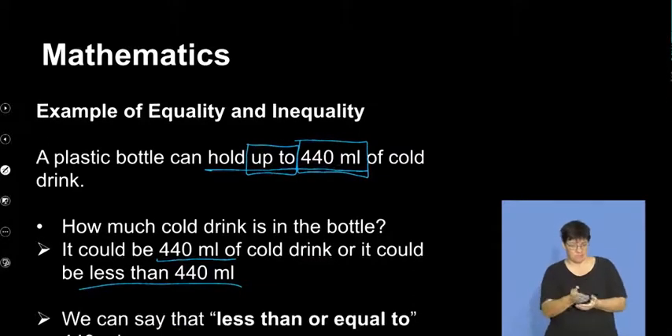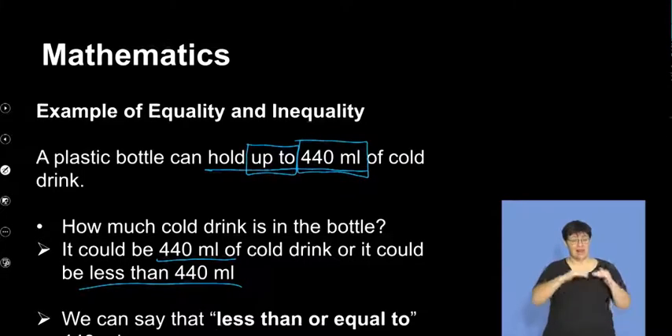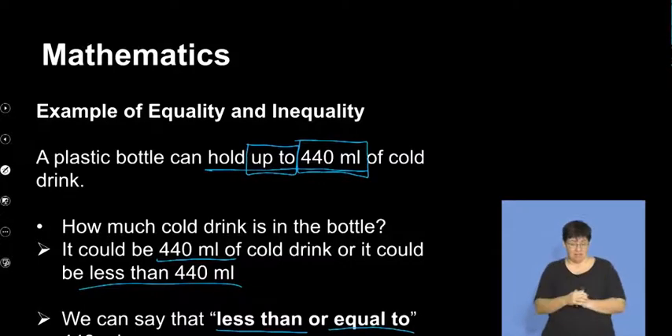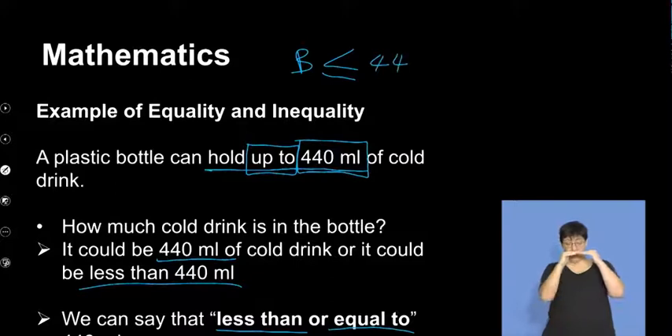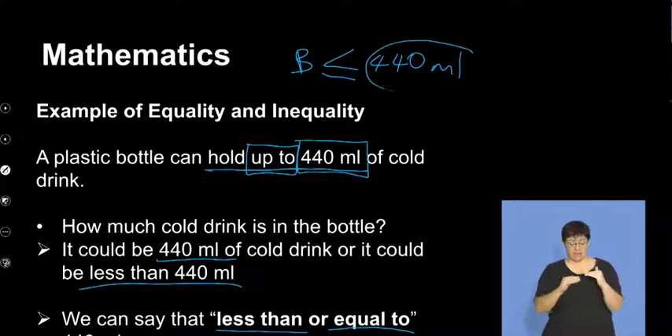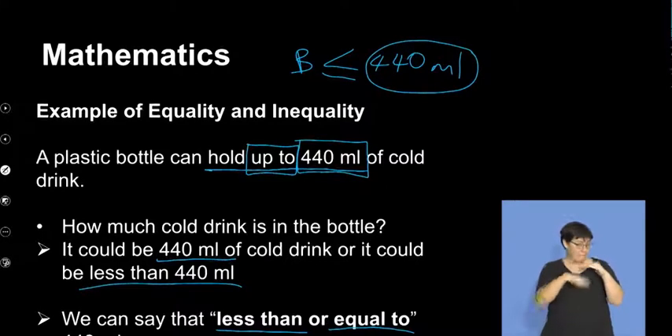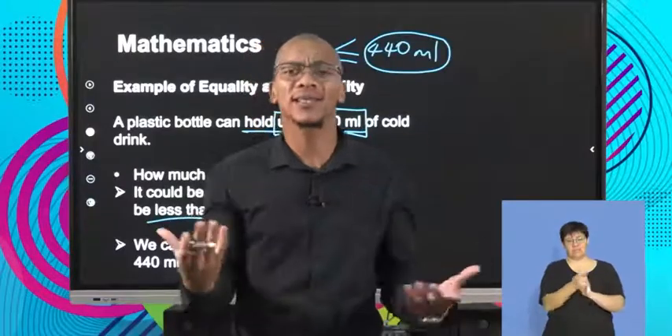Now, we say this mathematically, we say that it is less than or equal to. So I will use B for the bottle, and I will say B is less than or equal to 440 mil. So the bottle can hold either the 440 or anything less than the 440. That's just a typical example of how you can think about this.